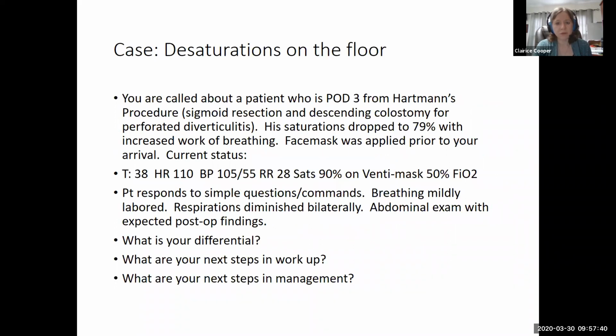So I would like to start off with a case. You're called about a patient who's post-op day 3 from a Hartmann's procedure. Saturations have dropped, increased work of breathing. A face mask was applied prior to your arrival. The patient's a little bit tachycardic. They're maintaining their blood pressure. Saturations are okay on a venti mask with an increased respiratory rate. He is responding to simple questions and commands with mildly elevated work of breathing. Respirations are diminished bilaterally, and his abdominal exam is unremarkable.